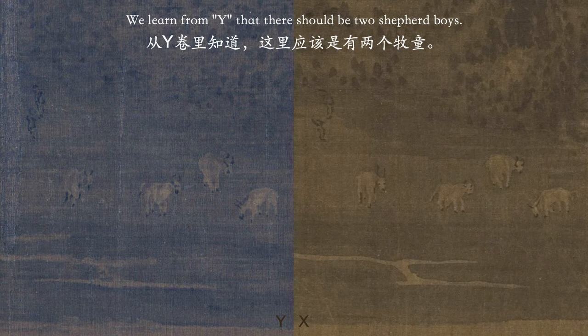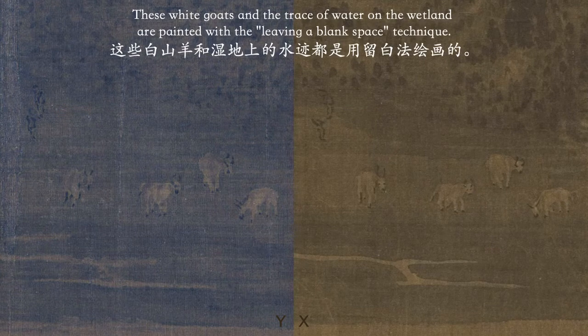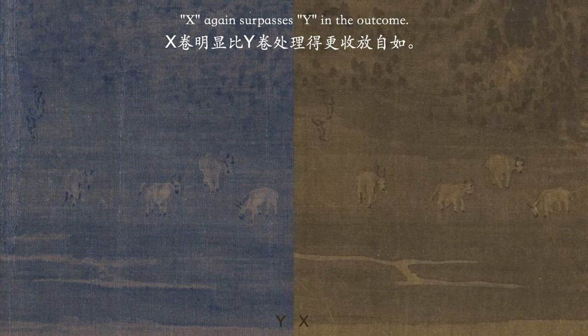We learn from Y that there should be 2 shepherd boys. These white goats and the trace of water on the wetland are painted with the leaving a blank space technique. X again surpasses Y in the outcome.